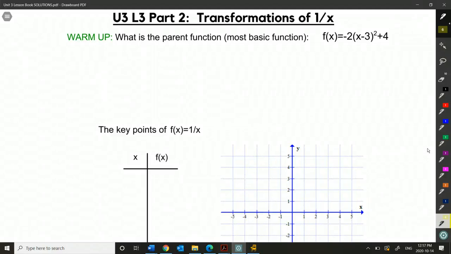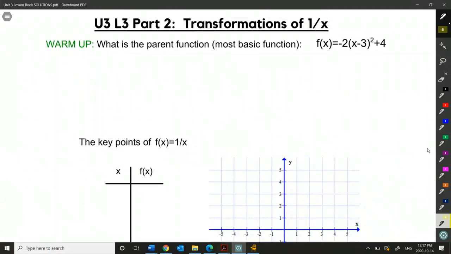I'm going to give you guys a couple seconds. Take a look at this warm-up question. We're looking for, out of what we've covered so far, if we look at this equation here, can you tell me what the parent function is? So take a second. Think about what you see in the equation that's not a transformation and what parent function this could be.